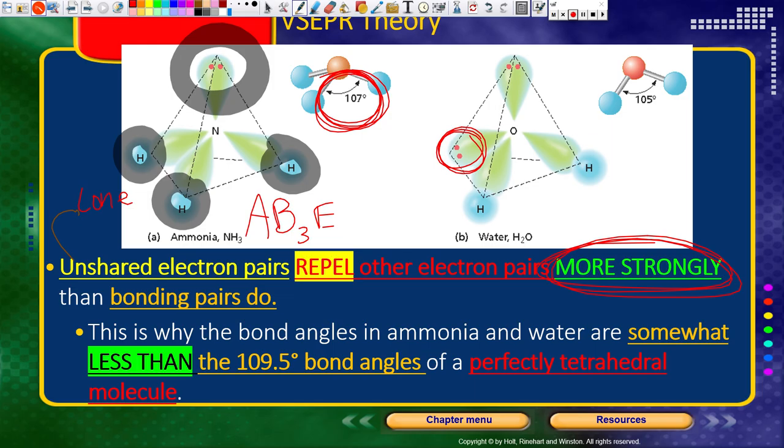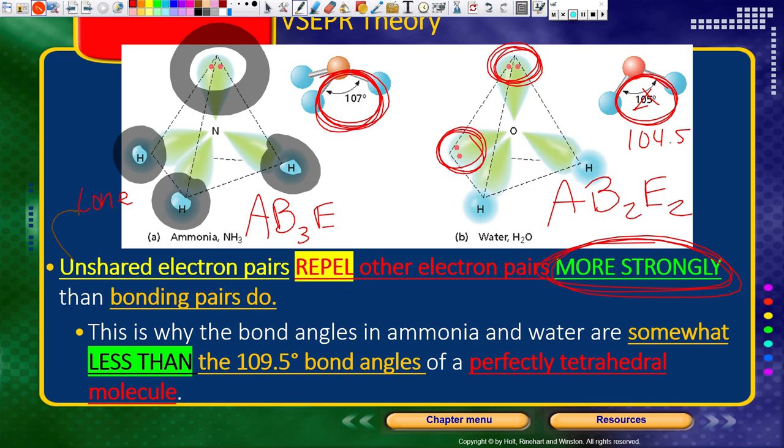Now let's come over here. This has a lone pair here and here. What's the bond angle? Remember what I said a second ago? This is an old picture. So cross that out, that's 104.5. So it's AB2E2. That's the difference there. Okay?